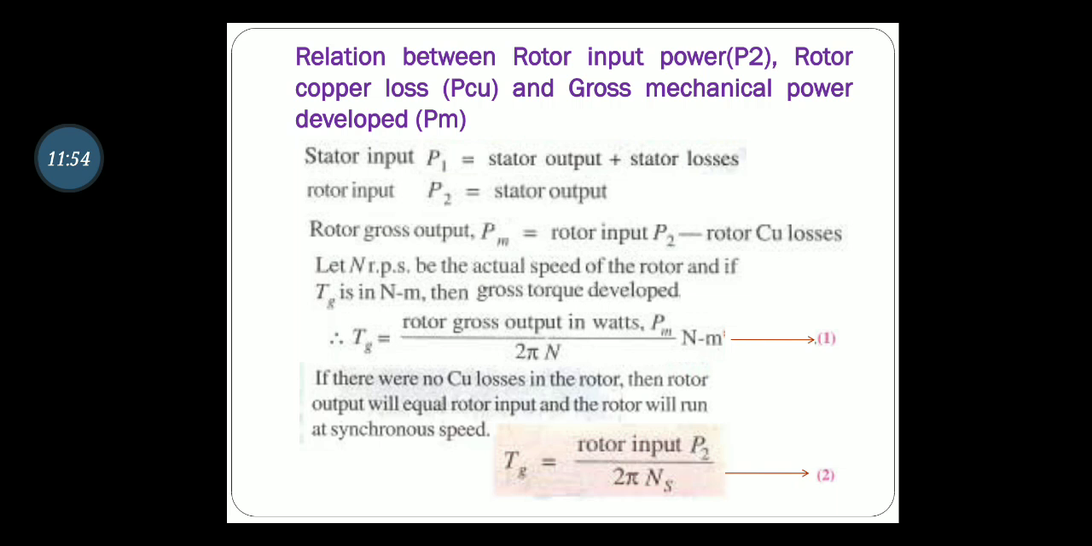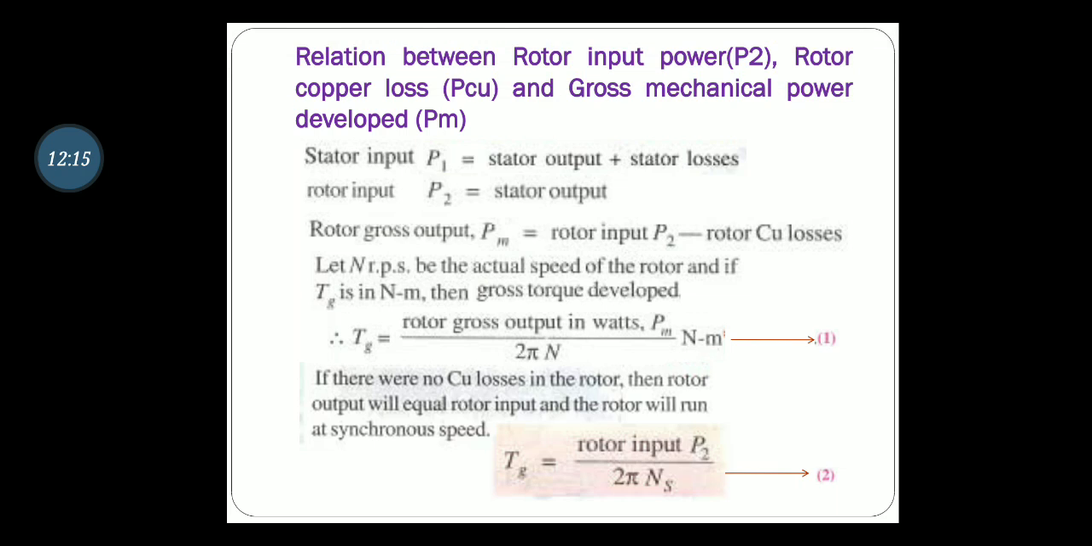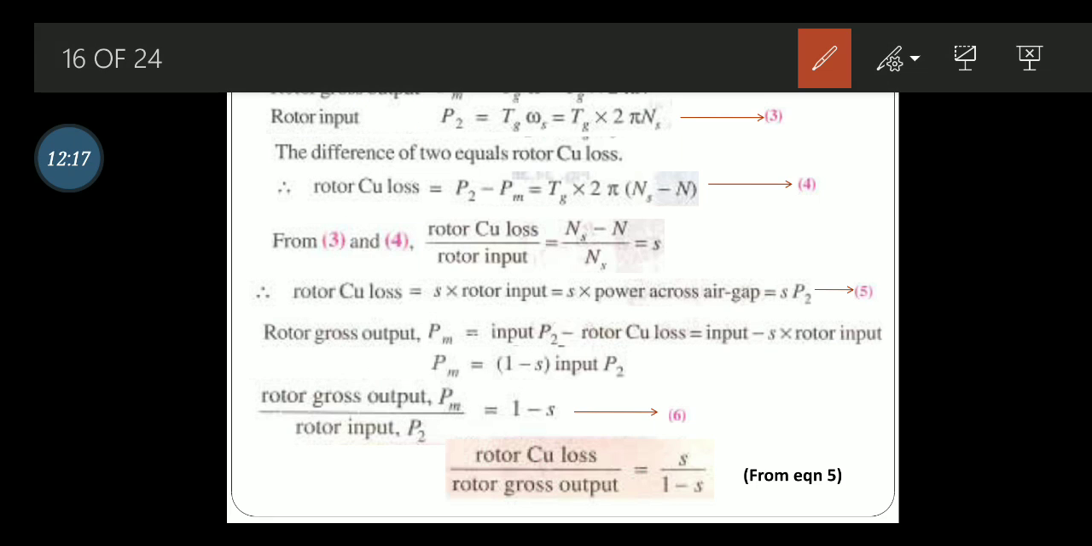Similarly, take the rotor input from the other equation. It can be moved to the left hand side, giving 2 pi ns into Tg. Then 2 pi ns is omega s, and omega s into Tg is equal to the rotor input power. So P2 is equal to Tg into omega s, that is Tg into 2 pi into ns.